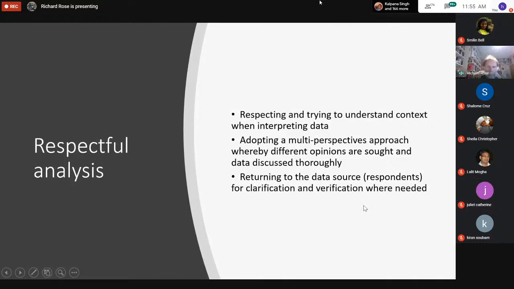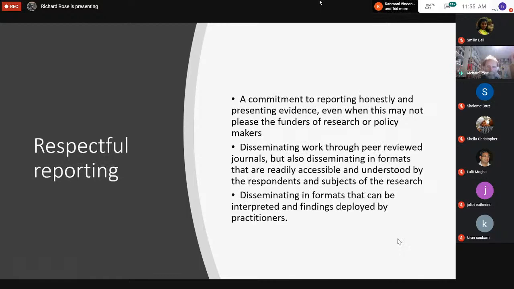And then respectful reporting. Now, obviously, we all report honestly. When we write our papers for academic journals, we present our data, we make sure that the evidence is all clear, and hopefully, when we publish our papers, there's a high degree of transparency. We do need to disseminate work through peer-reviewed journals. The peer review process is really important. It is a way of other people with expertise saying, yes, this is valid work. Yes, this is useful.